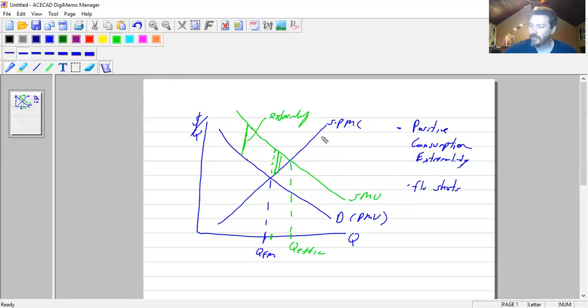For all these units between Q efficient and Q free market, we're just not getting that benefit. We're not consuming enough flu shots. So all this potential surplus to society is just not happening, right? This is what we call the dead weight loss.